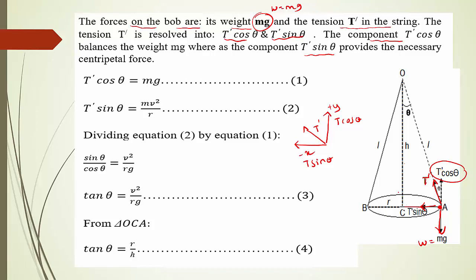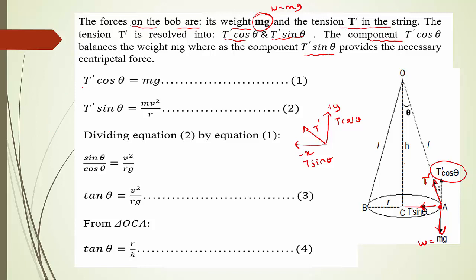So now the bob is moving in a circular path, which means there is a centripetal force. Who is providing that centripetal force? The component T' sin theta will provide the centripetal force so that the bob is moving along a horizontal circular path. Now I am going to write, you can observe equation 1.